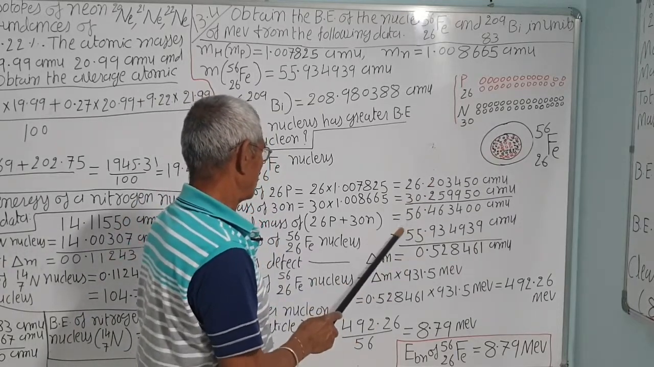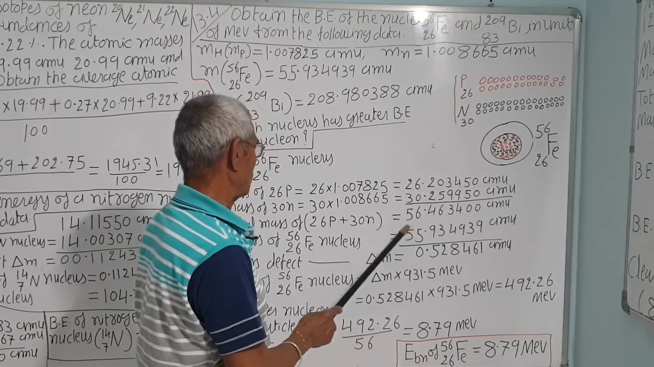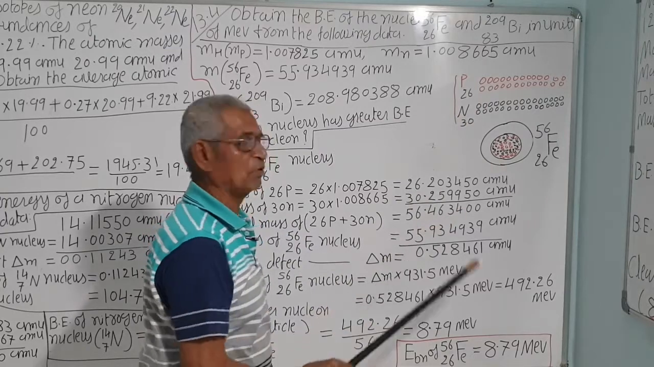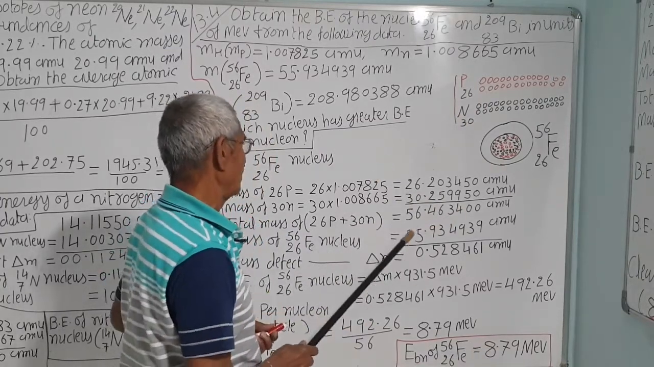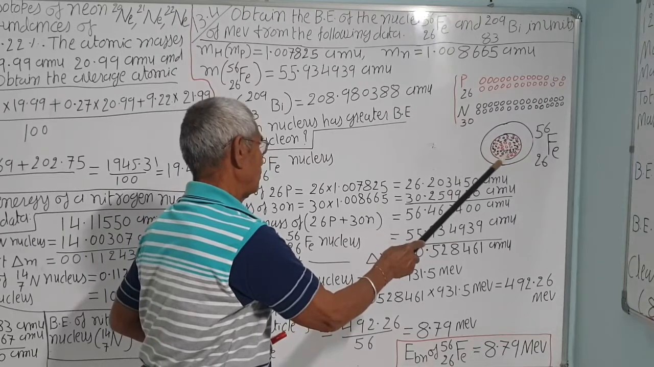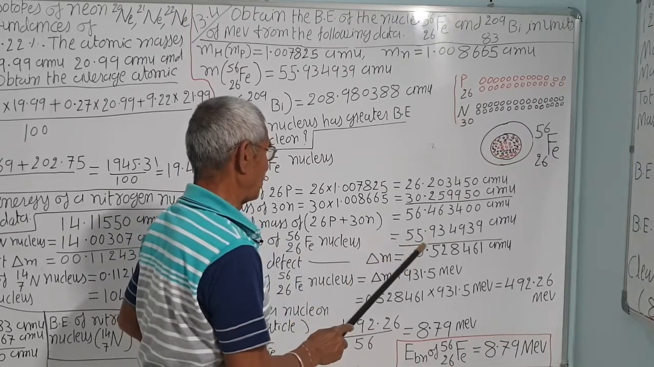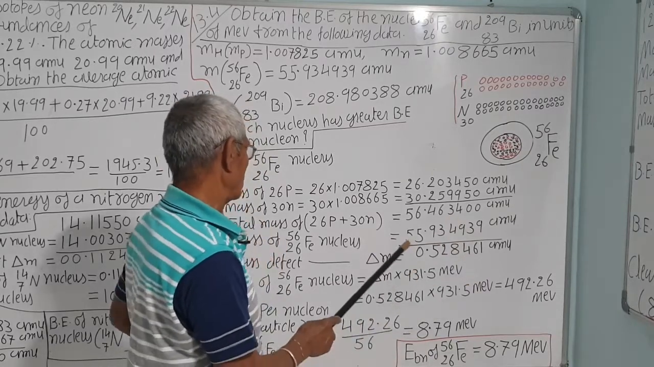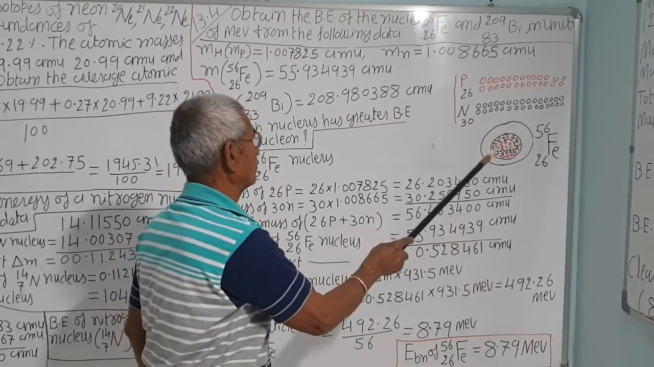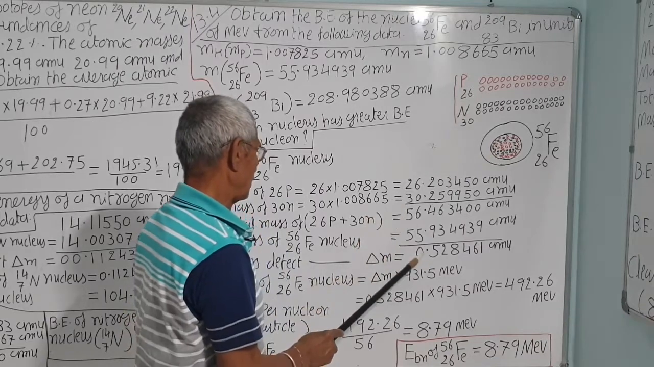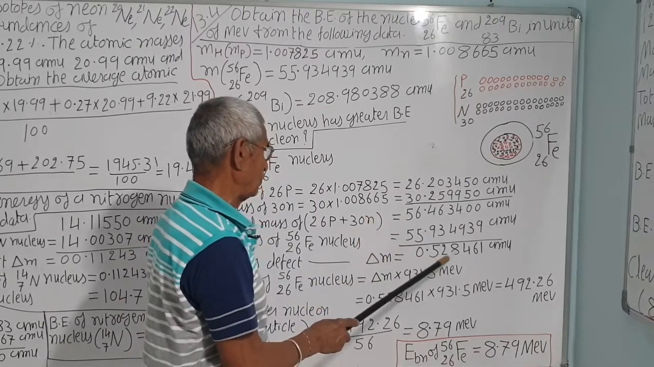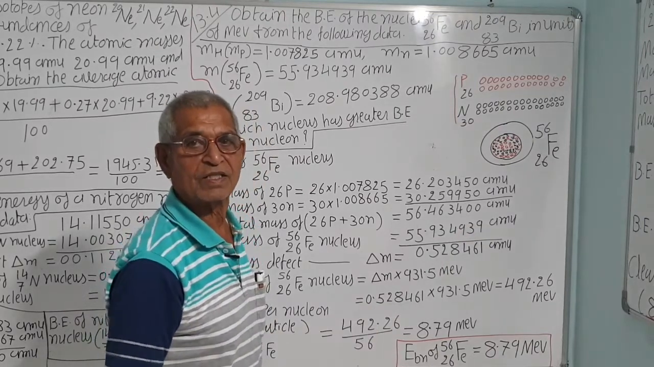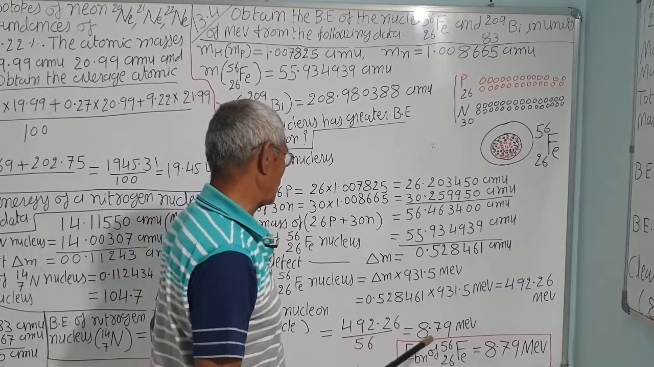That is the total mass of the protons and neutrons in the isolated form, 56.463400 atomic mass unit, and the mass of this atom when you put together is somewhat less, 55.93493 atomic mass unit. So the difference of these masses, 0.528461, converts into energy according to Einstein's mass energy equation, E equals mc square.